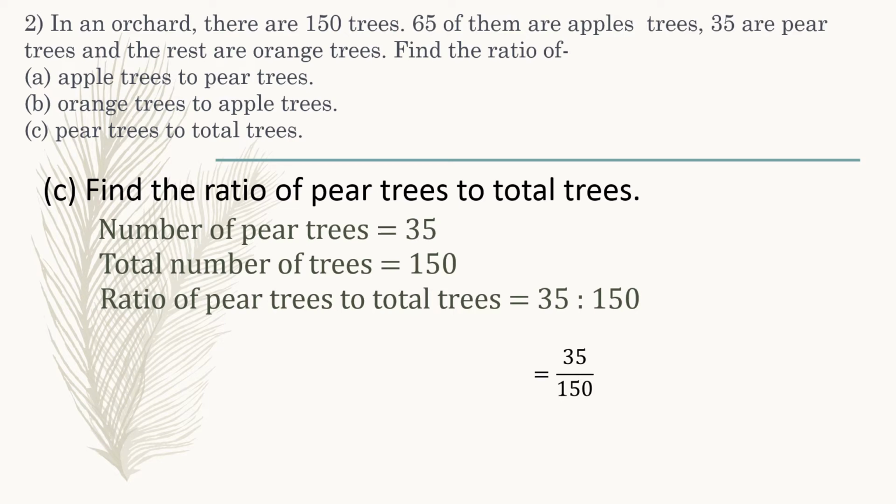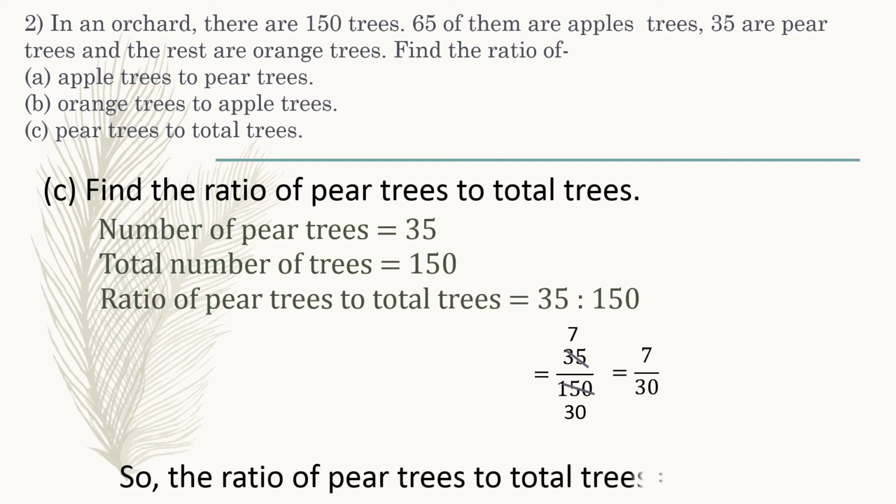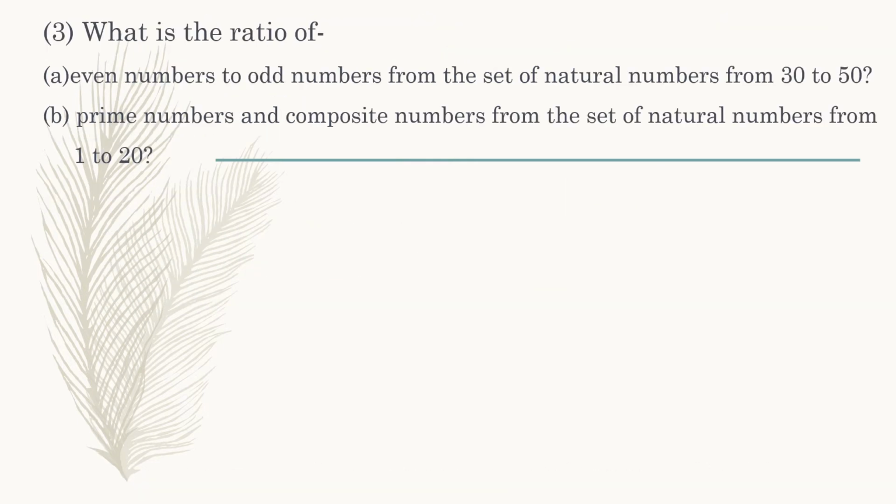See, 35 and 150 both are divisible by the same digit 5. So divide. 5 7s are 35 and 5 30s are 150. So we get 7 upon 30. So the ratio of pear trees to total trees is equal to 7 is to 30. Let us solve one more question.